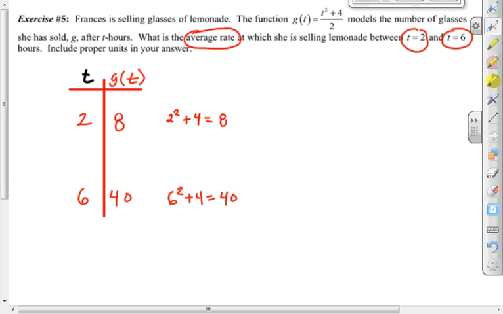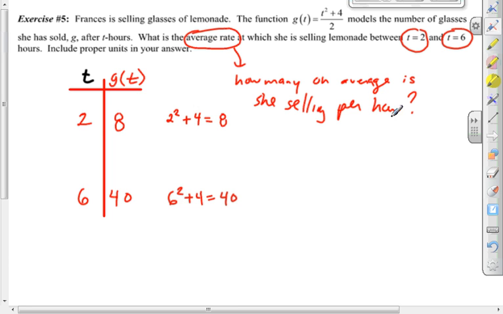So to find the average rate at which she is selling them, we really want to know how many, on average, is she selling per hour. And that's really what our calculation is all about here. So I need to find the change in the output values. It looks like she sold 32 glasses of lemonade over a 4-hour period.